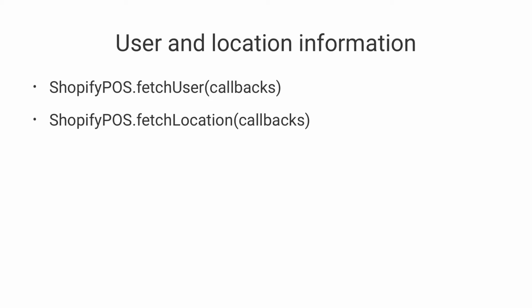So Shopify POS.fetchLocation is another pretty cool feature. It allows you to identify which POS location your app is being operated from. So again, POS can be used in many different locations. If folks have stores in Ontario and they have stores in Quebec, maybe you want to have an app that offers sales within Quebec. You can use fetch location to identify which location your app is being used at, and then provide different features accordingly.